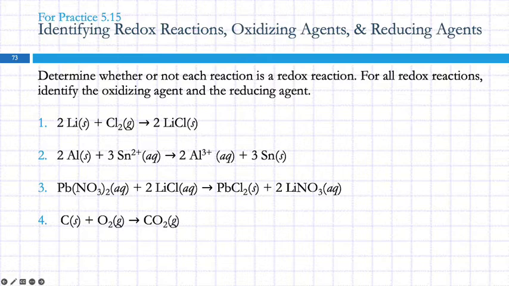So here we're supposed to determine whether or not each reaction is a redox reaction, and for the redox reactions, identify the agents. There's two types of reactions that you can just recognize. A metal reacting with a nonmetal. Because when that happens, you have elements becoming ions, and that involves transfer of electrons. The other one is something reacting with oxygen. That's going to be a redox reaction.